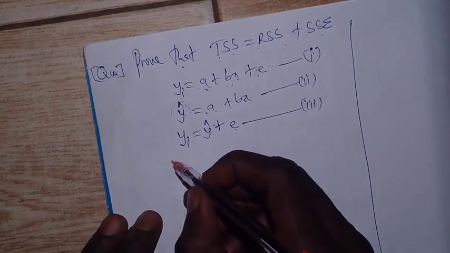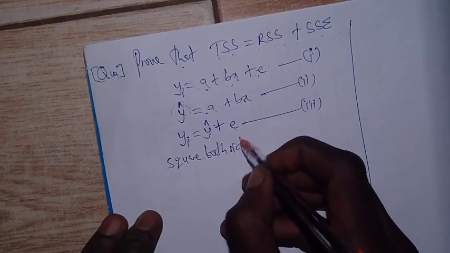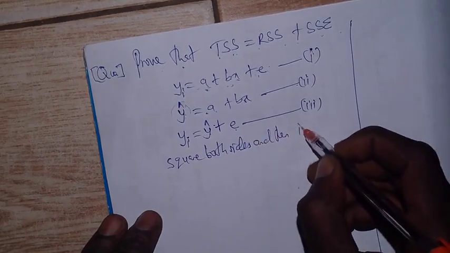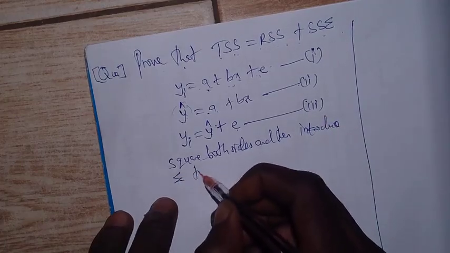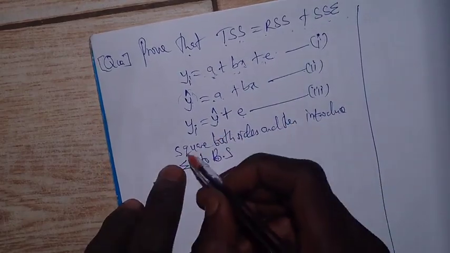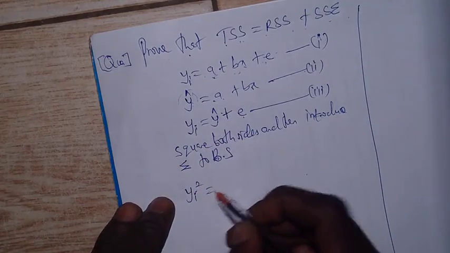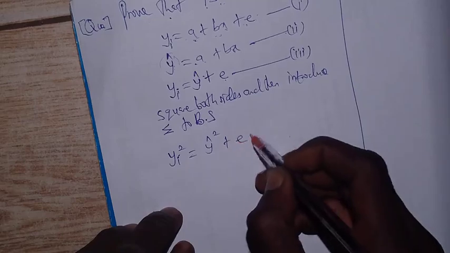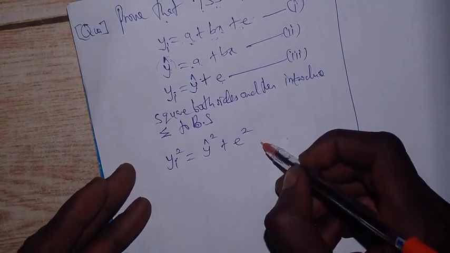Now the next step is to square both sides and then introduce the sigma sign to both sides of the equation. First of all, let's square both sides. If you square this, yi squared is equal to y cap squared plus e squared. We've squared both the left-hand side and right-hand side of equation 3.